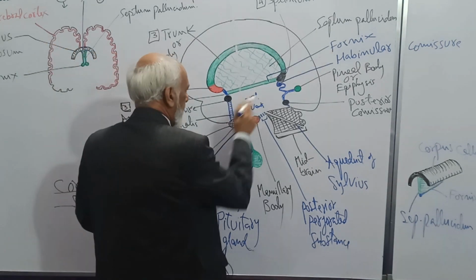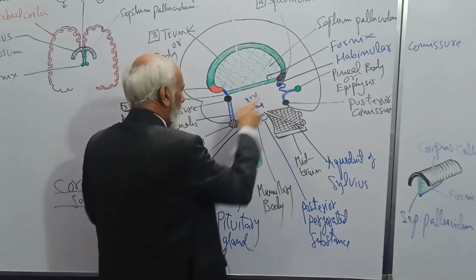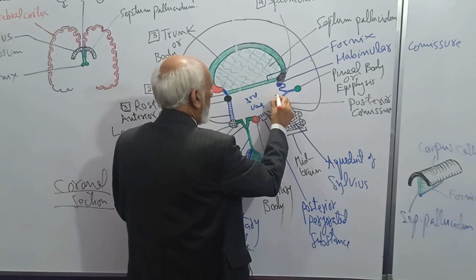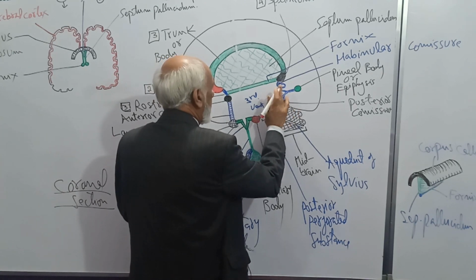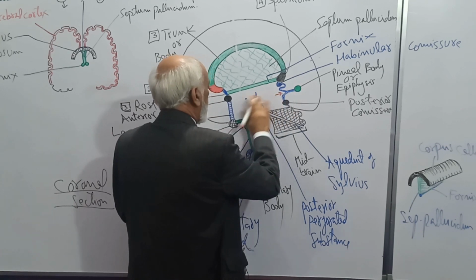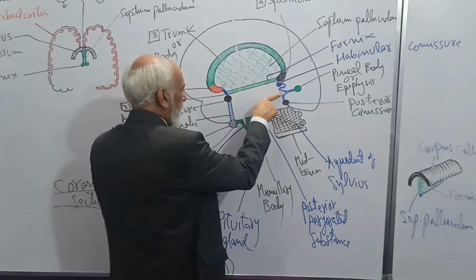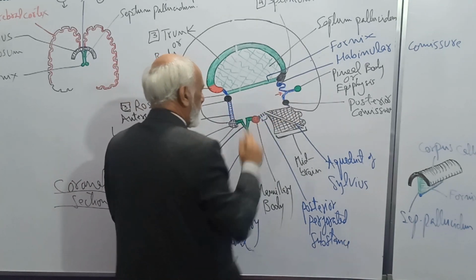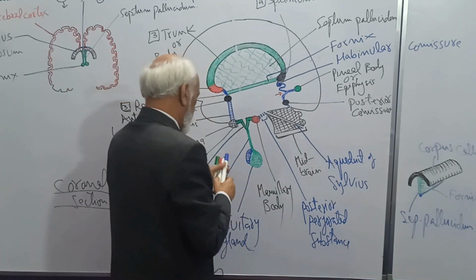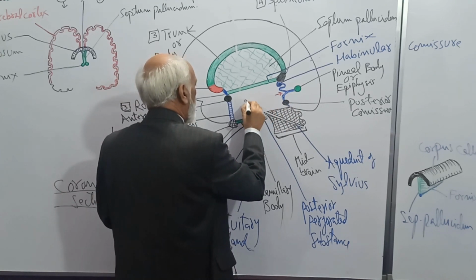Now this is the cavity of the third ventricle. Can you see the cavity of the third ventricle extends backwards into the proximal part of the stalk of the pineal body? This is known as the pineal recess. This cavity of the third ventricle extends into the root of the stalk of the pineal body. So this small extension of the cavity of the third ventricle is known as the pineal recess.